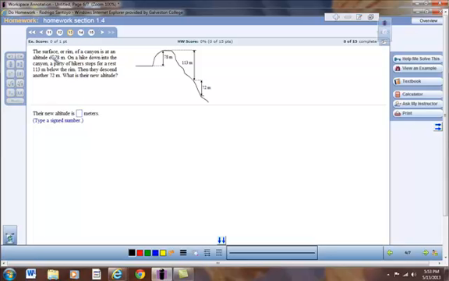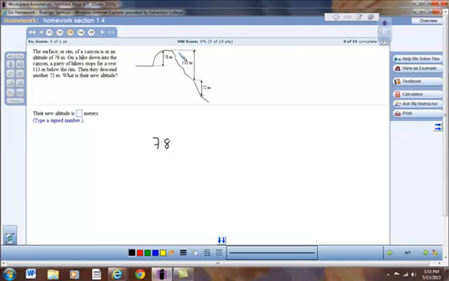Here it says the surface or rim of a canyon is at an altitude of 78 meters. On a hike down into the canyon, a party of hikers stops for a rest 113 meters below the rim. They then descend another 72 meters. What's their new altitude? So we see here they start here and they go up 78.